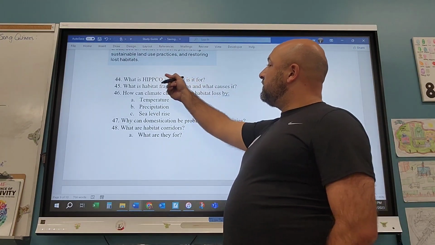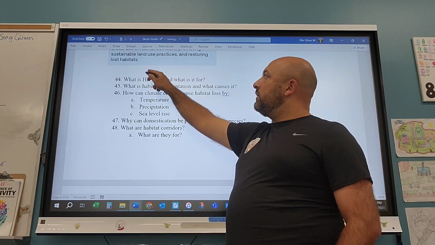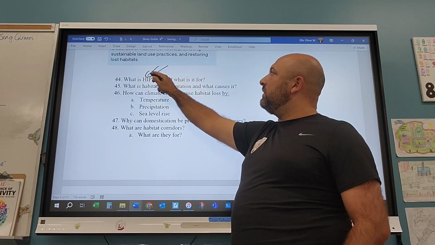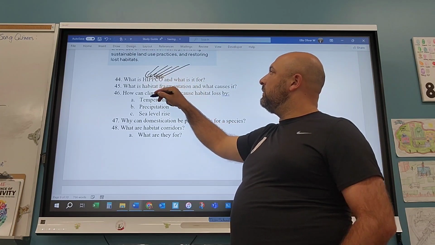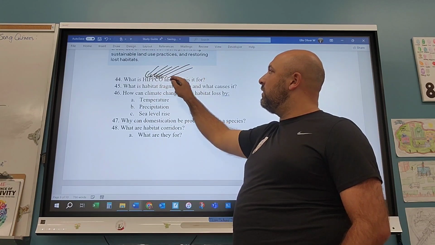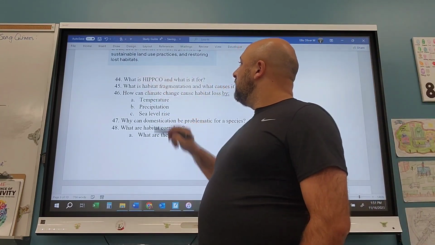What is it for? It's used to describe a way that we as humans can cause extinction. We can destroy their habitat, right? We can bring in invasive species, we can pollute, we can overpopulate, we can cause climate change, and we can overexploit. We basically harvest too many of those things at once, okay?